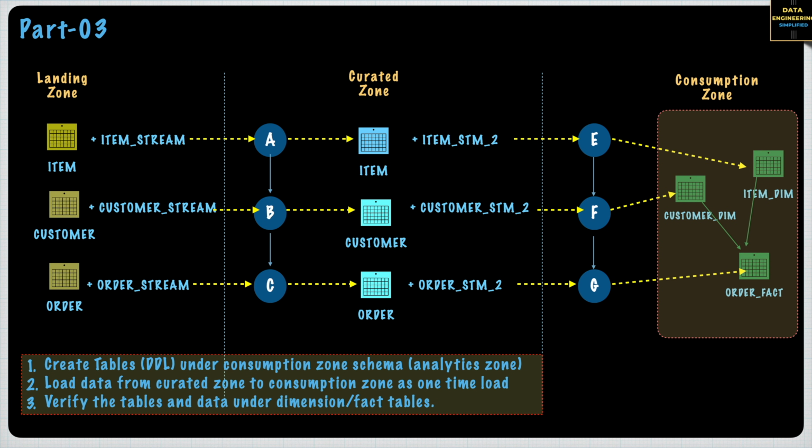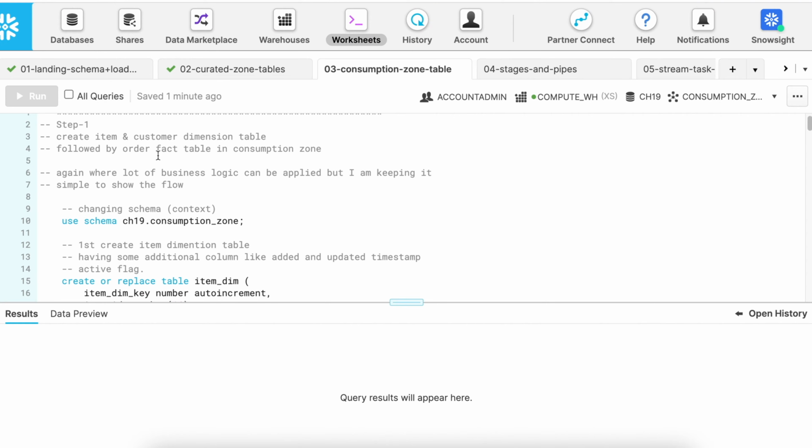Customer and items are master data, so they would be available as is. However, the order fact table will be aggregated on the day level. So let's jump into the WebUI. I'm going to create item and customer dimension tables followed by the order fact table, and that is the order I'm going to follow. Again, a lot of business logic can be applied, but I'm just keeping it simple to demonstrate the flow of our data. So first, let me switch my context.